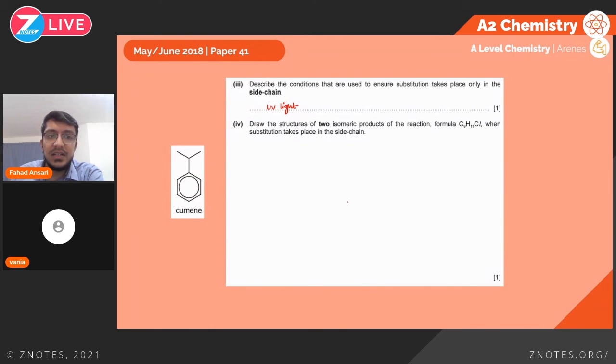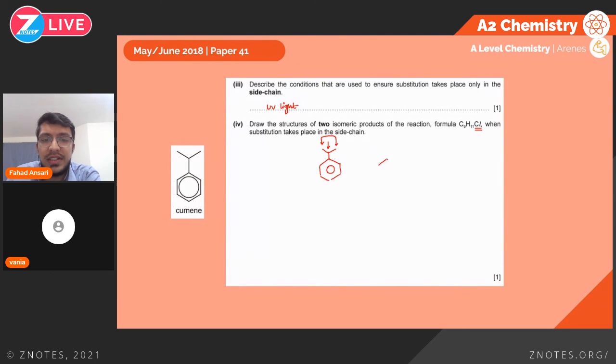So we need the structures of two isomeric products of the reaction, formula C9H11Cl, right? So now we're not going to touch the benzene ring. We're going to look at the side chain. Now over here, what's going to happen is that the one chlorine atom could either bond to this carbon atom or the carbon atom in the center. If I were to bond it to the third carbon atom, it would be the same as bonding it to the first, right? They would have the same equivalent position.